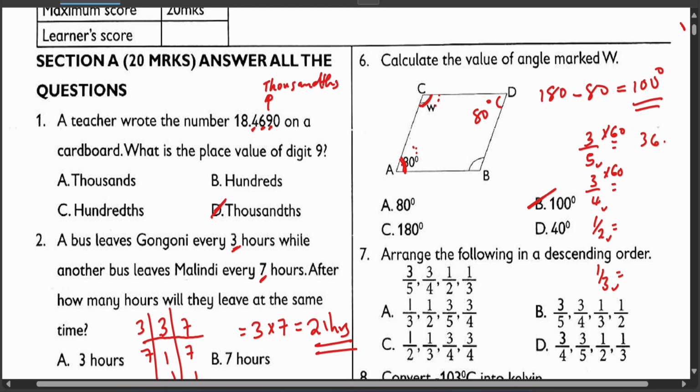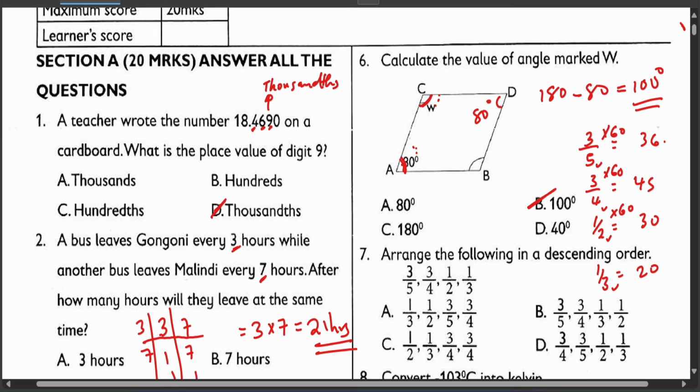3/4 times 60 is 45, which is 15 times 3. A half times 60 is just 30. And a third times 60 is 20.